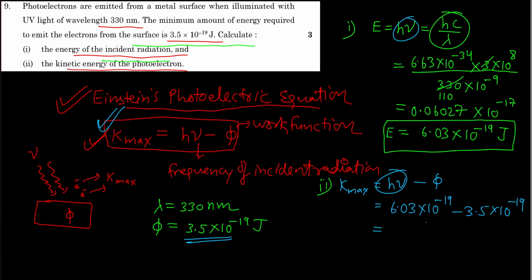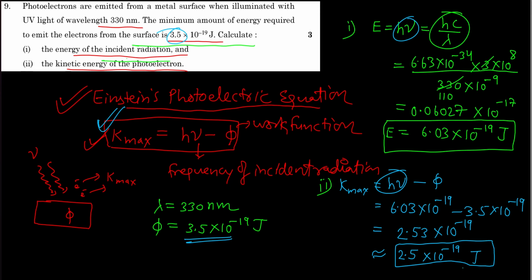So you will write it as 6.03 minus 3.5, which is 2.53 into 10 power minus 19, or you can simply drop this 3, and the final answer will be 2.5 into 10 raised to the power minus 19. We give only one decimal place in the answer, as only one decimal place was given in the question. So 2.5 into 10 raised to the power minus 19 joule is your answer. So we found the energy of the incident radiation and the maximum kinetic energy of the emitted photoelectrons also. That was the question, and that's all.